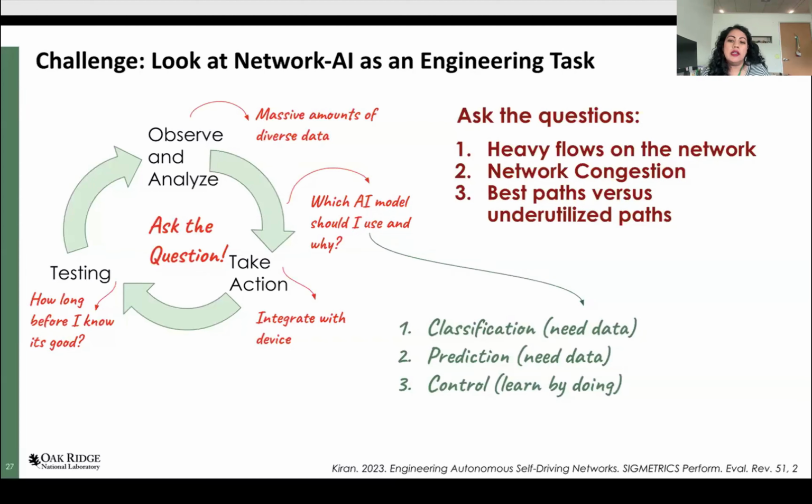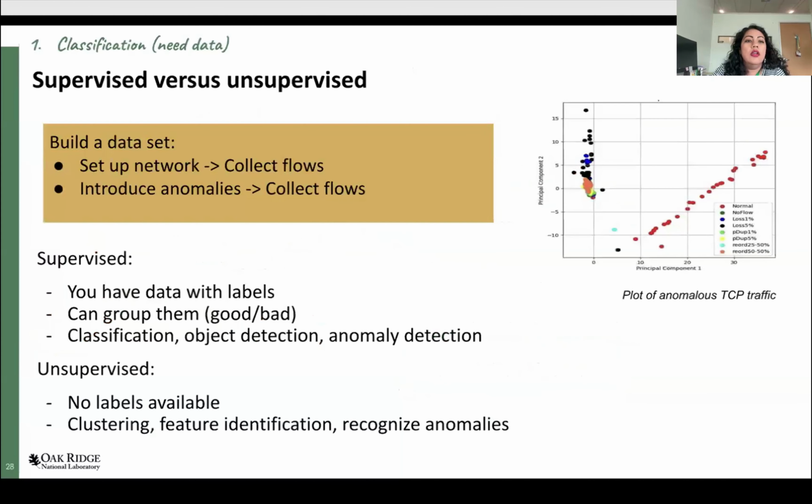Each of these techniques differ: for classification and prediction, you need data to do these kinds of algorithms. Or if you're doing control, you can write an AI algorithm that will learn by doing things on the network. So you don't actually need to start with data sets to do control techniques. I'll go into examples of each of those three and how we've innovated the network based on those. These are very simple ideas which you can use in your own work as well.